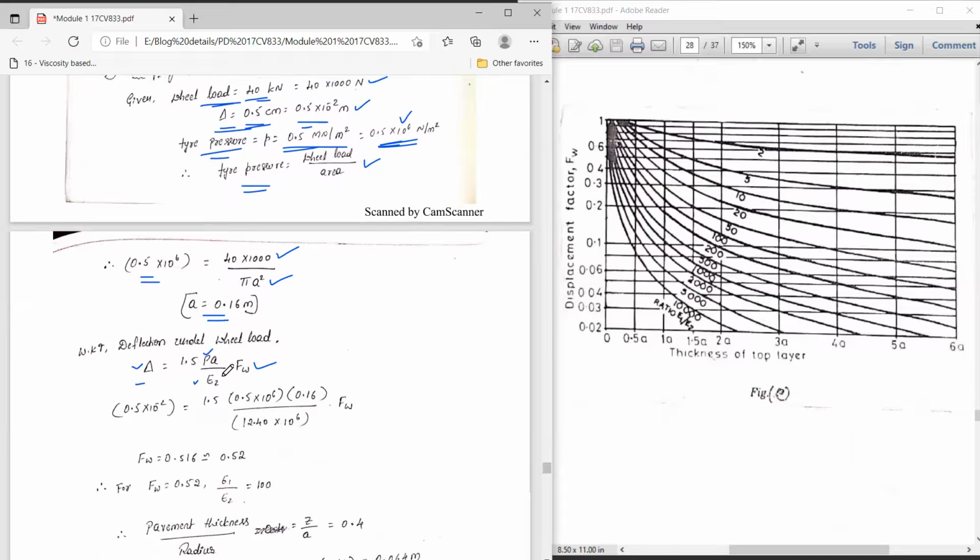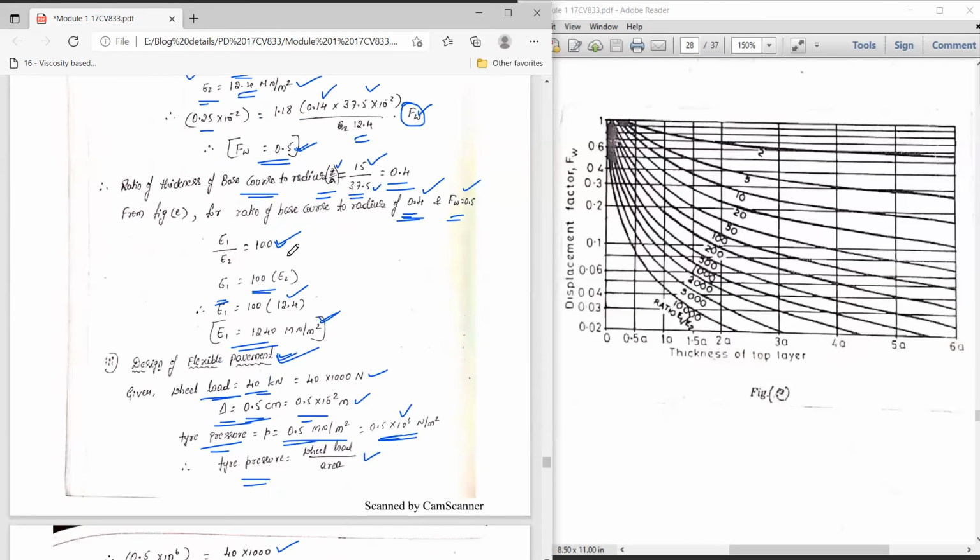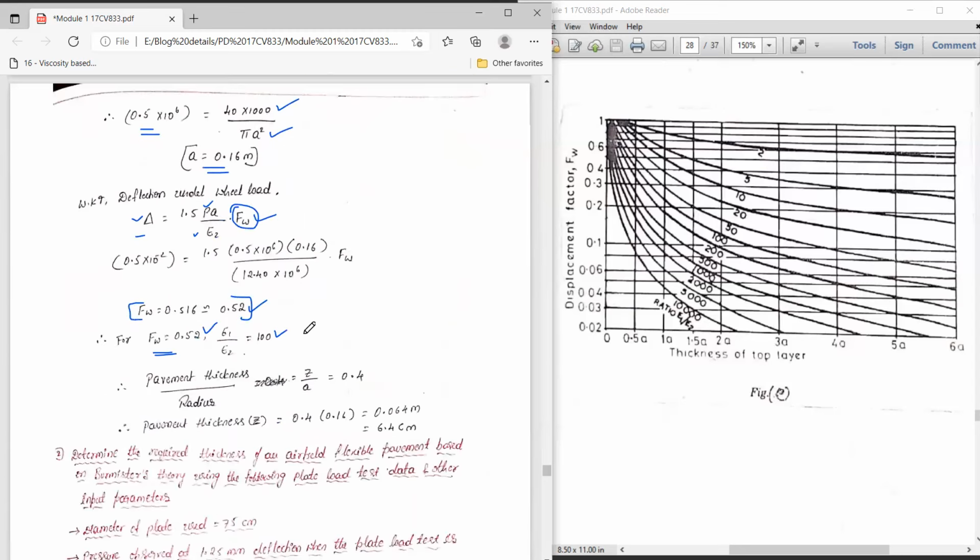Now, in this expression, all the data is available. Deflection is there, P is there, A is there, E2 is there. Only FW is the unknown. Now solve for FW. I had already solved for FW and I got the value as 0.52. Now what you need to do? You know FW value, 0.52, and E1 by E2 you already know here. E1 by E2 is 100. Now you have to locate these 2 points on this graph in order to get this Z by A value. Okay, how to locate?